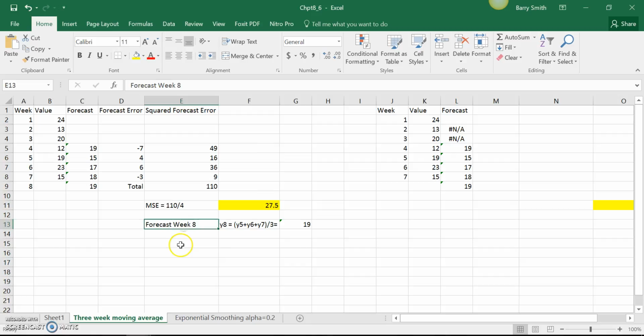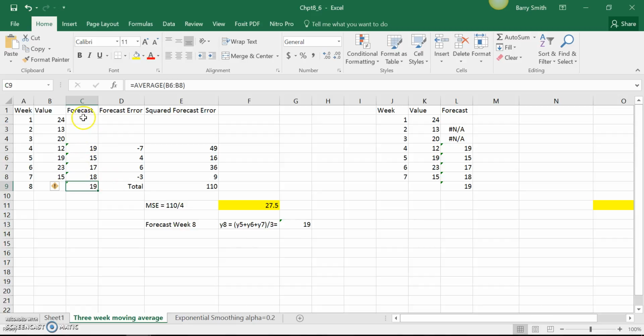Now it also asks us to forecast week 8. Remember, week 8 is just going to be the y value, y8, and that's just going to be the mean of the 3 previous weeks, which is week 5 plus week 6 plus week 7 divided by 3, and that gives us 19. What we did here was just take the average of weeks 5, 6, 7 and put it here. So that's how you would do this, quote, longhand.